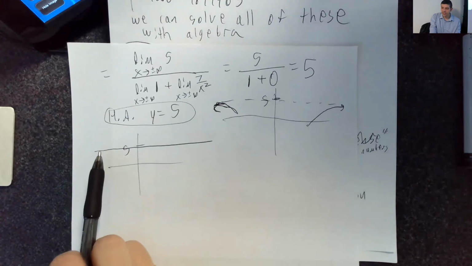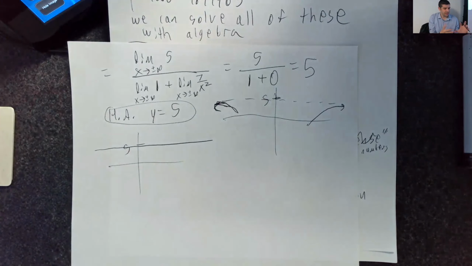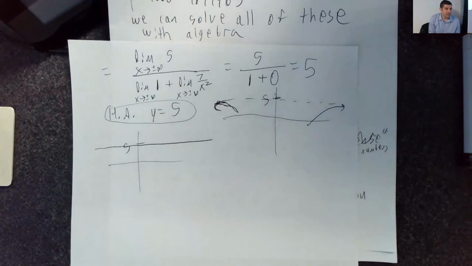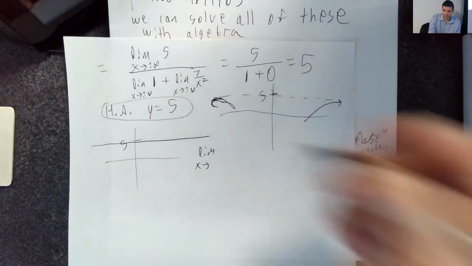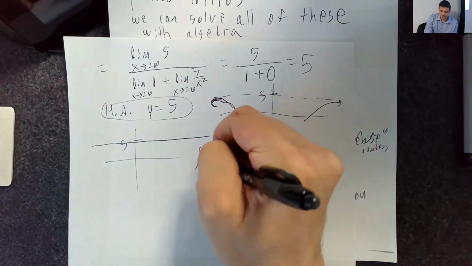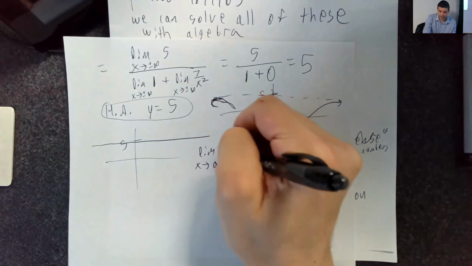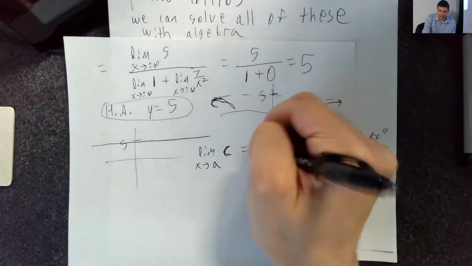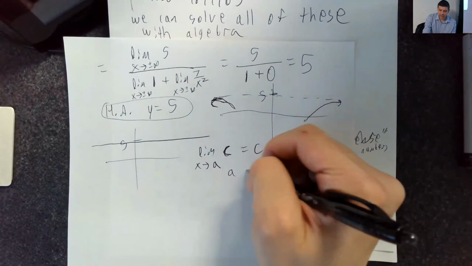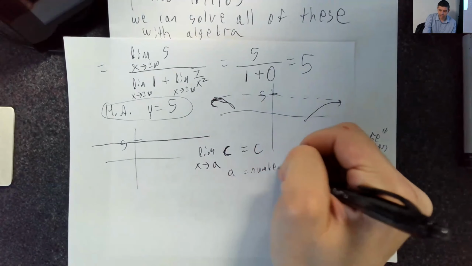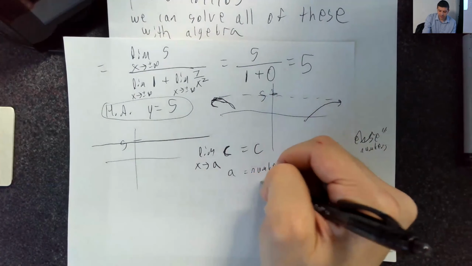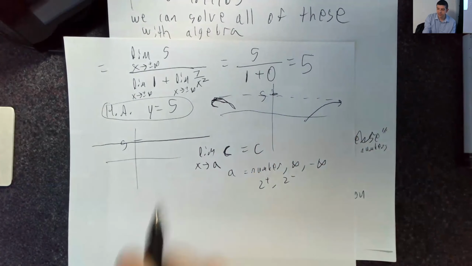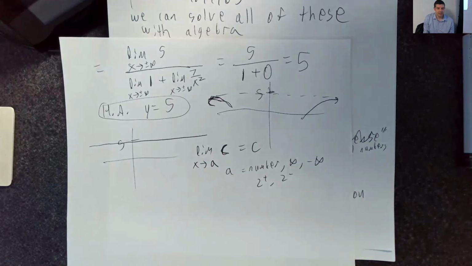And actually, for any limit that we take, not even positive and negative infinity, x goes to a, the limit of a constant function will just be the constant. I could even write that down. The limit as x goes to a of a constant is always a constant. So a could be a number, a could be infinity, a could be negative infinity, a could be 2 from the right, 2 from the left. It doesn't matter. A constant stays a constant with limits.